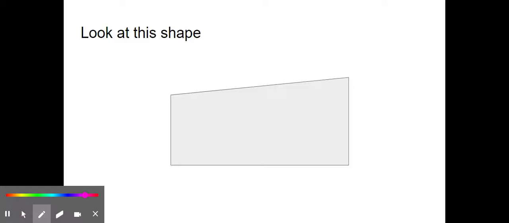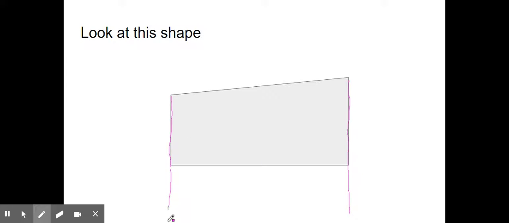What do you think? I remember that parallel sides are lines that are the same distance apart and will never touch. Now I notice that on this side, this line looks like it is parallel with this side. They are both straight sides that look like they're never going to touch. If I kept drawing them down, they would never touch. They stay the same distance apart.